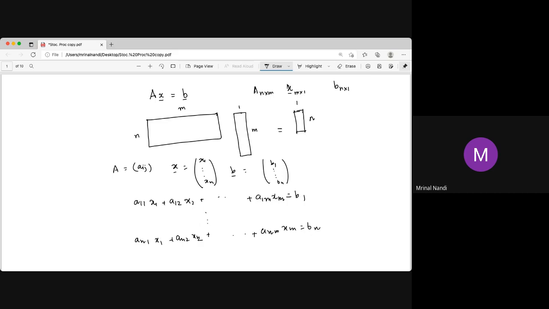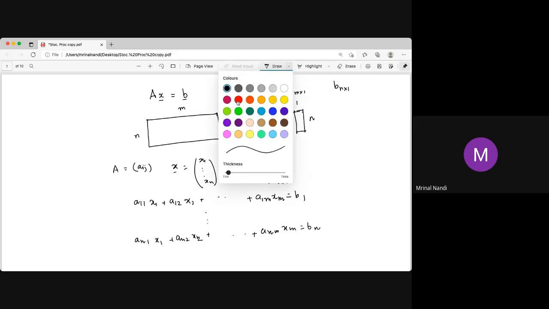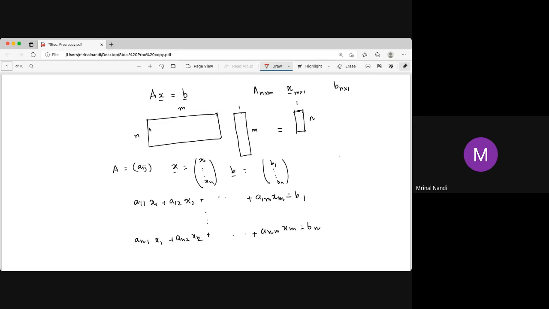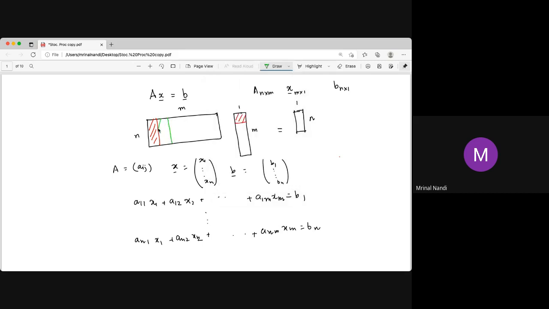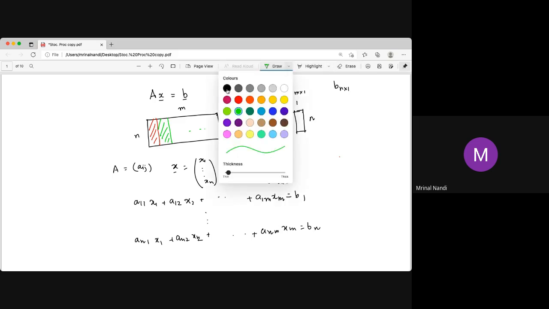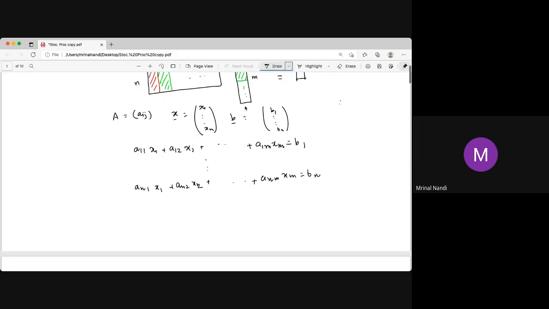Now, how to multiply this matrix? Actually, we are multiplying the first column with the first element, and the next column with the next element, and so on and so forth. So that is the basic idea. A system of linear equations or matrix multiplication can be written in that way.